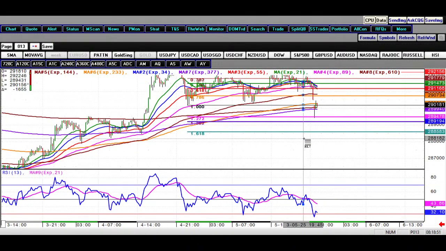On the other hand, let's assume the price breaks that low, this 2895. Then the next support would be 2882, or even 2878. So these are the next key levels of support we are looking for in the event the price breaks the low.